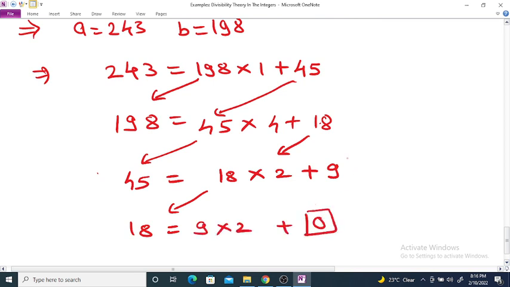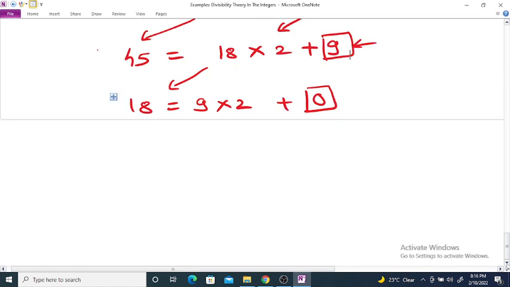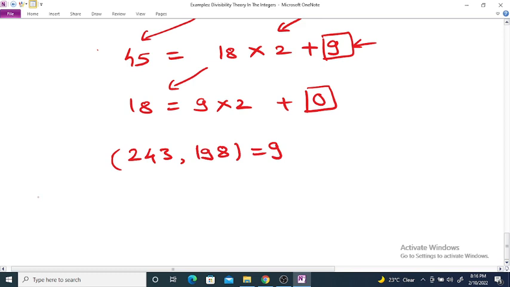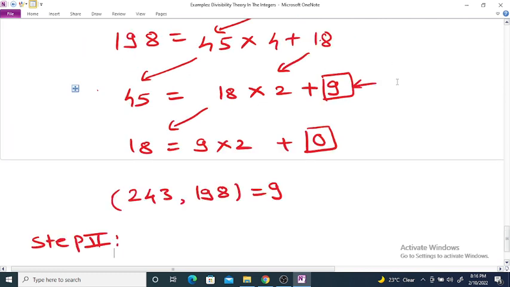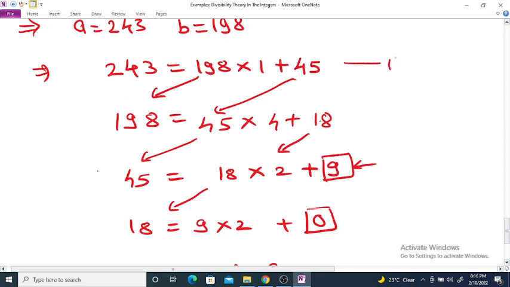At this step the remainder is 0, so the last non-zero remainder is 9. So this is the GCD. The GCD of 243 and 198 is equal to 9. Now step number 2: I want to express this GCD as a linear combination. For that we are going to put in the successive remainders. Say this is equation number 1, this is 2, and this is 3.